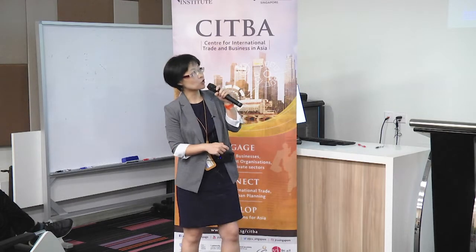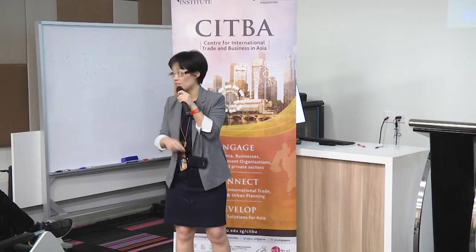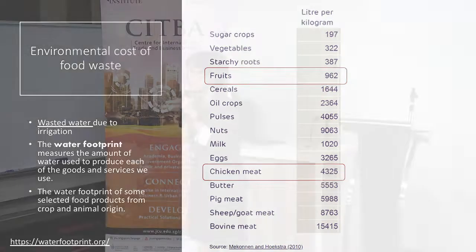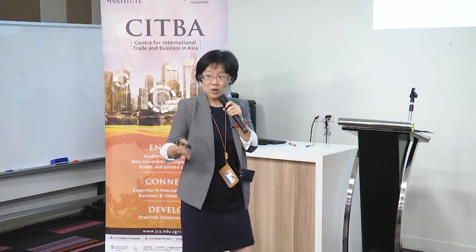And then how about chicken? We eat chicken every day. If we throw out 1 kilogram of chicken, we are wasting 4,000 liters of water. Okay, impressive, right? And of course, when we try to produce more food to meet the needs of a bigger and bigger population, we are also eating up the current land.